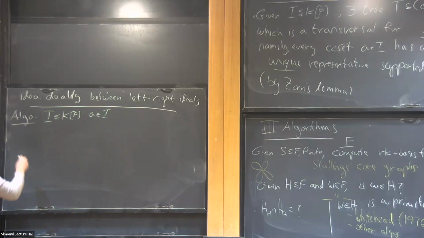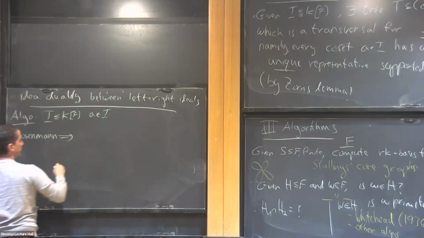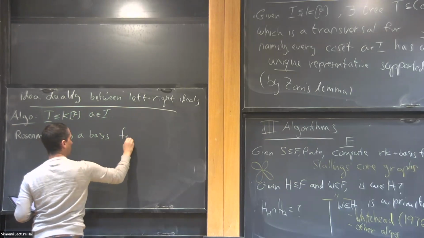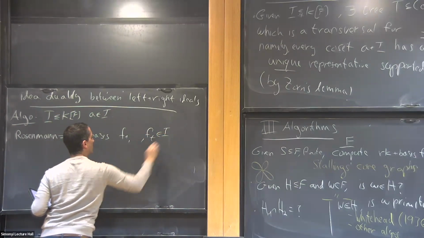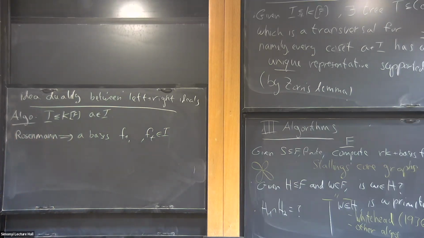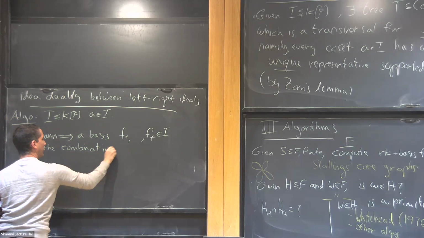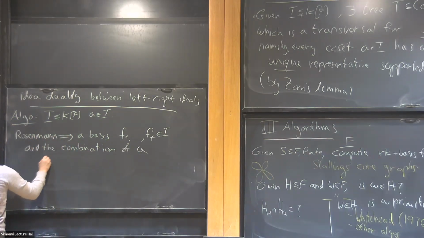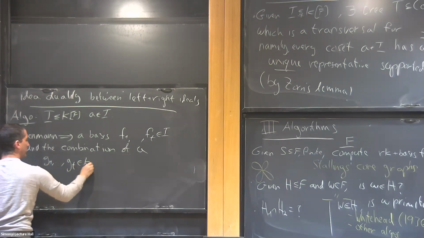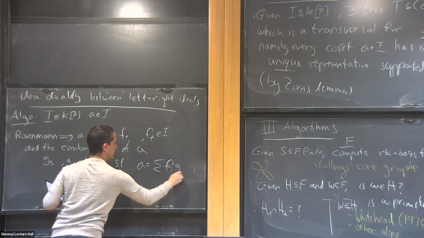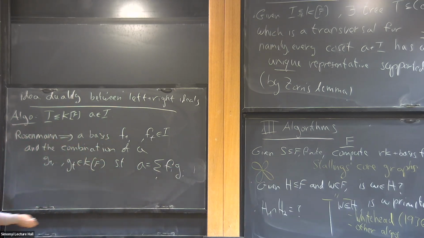Now we use Rosenmann. Rosenmann gives us a basis, let's call it F1 through Ft. Moreover, Rosenmann can also give us the combination of A, so he also gives us the G's such that A is the sum of Fi Gi. We can also get this easily from the algorithm.